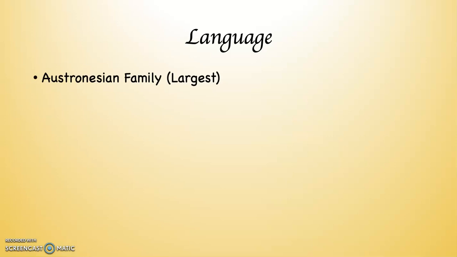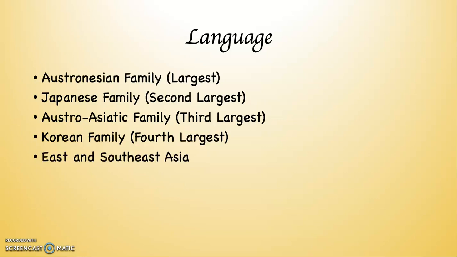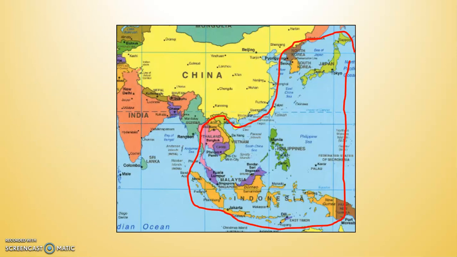Here's what they are. The Austronesian family, which is the largest of the remaining 4. The Japanese family, which is the second largest of the remaining 4. The Austroasiatic family, which is the third largest. And the Korean family, which is the fourth largest. These are the language families of East and Southeast Asia, excluding, of course, the Sino-Tibetan family. So it's this area right here that I just circled.